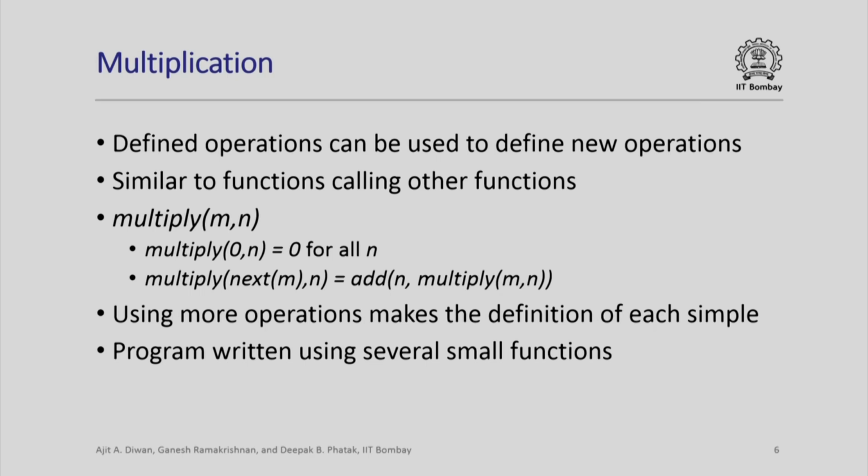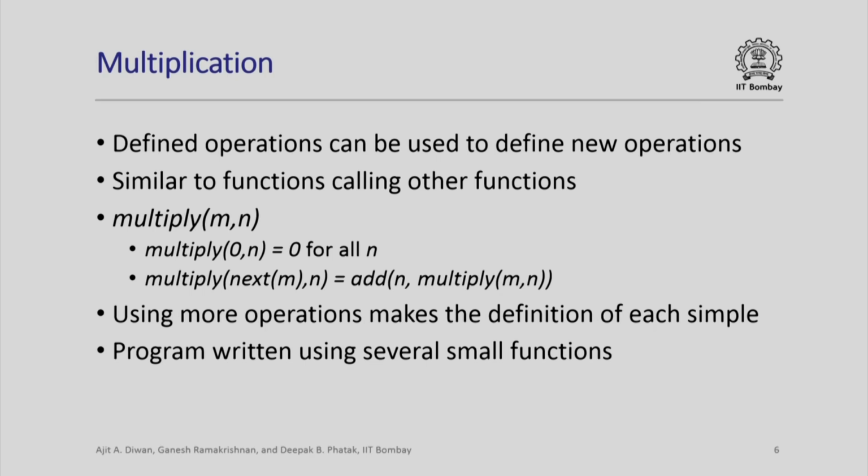So, once you have written functions for doing a certain job, you can use those functions for more complicated operations. And in general, when you write programs, this is the way you should do it. You should write several small functions and then keep using those for more and more complicated functions. So, the definition of each function or each operation becomes quite small.